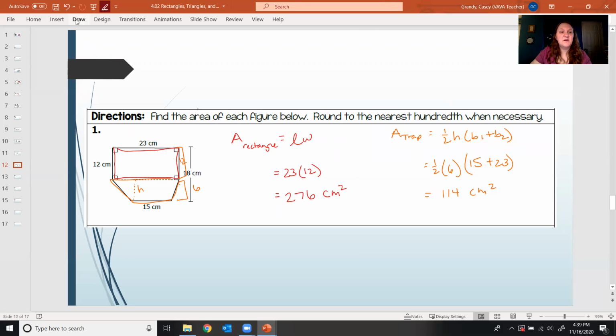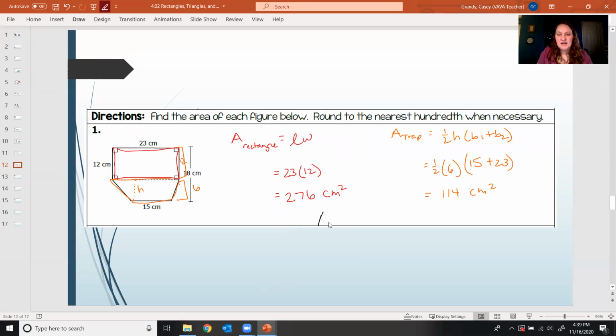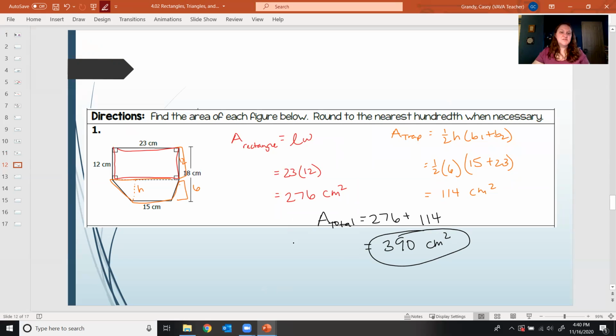So to find the area of the total thing all together, I like to call that area of total just to keep all of my work straight. I'm going to take the area of my rectangle and add that to the area of my trapezoid. So the total area is 390 centimeters squared. So that's how you would find the area of a composite shape. Break it into the shapes that you know, find the area of each one, and then add them together.